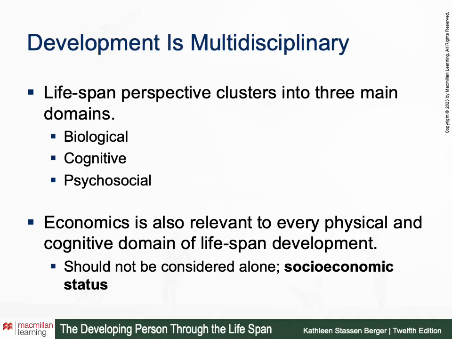Okay, so development is also multidisciplinary, and that means that many academic disciplines are relevant. So biosocial includes biology, neuroscience, and medicine. Cognitive includes psychology, linguistics, and education. And psychosocial includes economics, sociology, and history. Economics is also relative to every physical and cognitive domain of lifespan development, and it should not be considered alone. When we're thinking about economics, we will take into account socioeconomic status, which again, I was describing earlier as that combination of all the different factors.